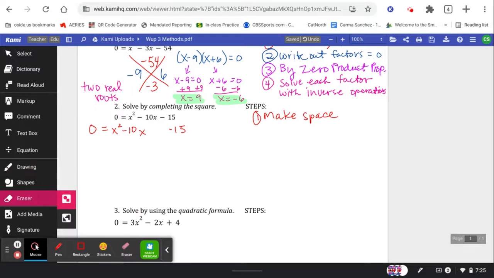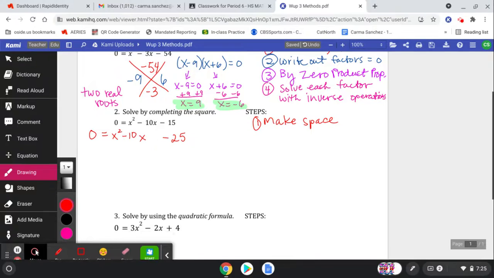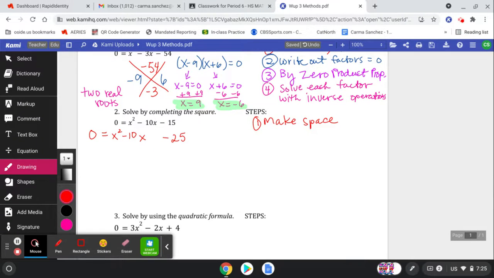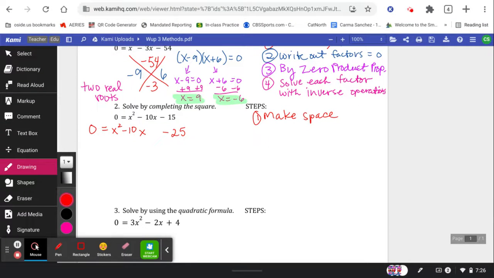Oh, you know what? Sorry. On the one that you did in class today, what did you have here? You had a -25, didn't you? Sorry, guys. Hang on one sec. Let me go back to class. I think this is an old version of the attachment. Give me a sec. All right, never mind. I'm just going to use this number.